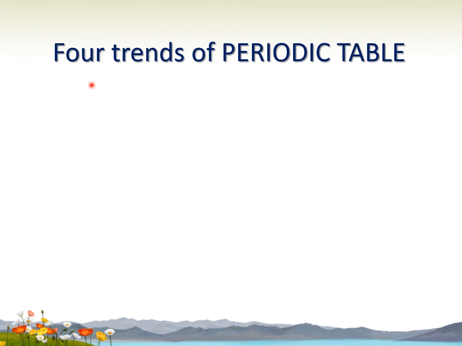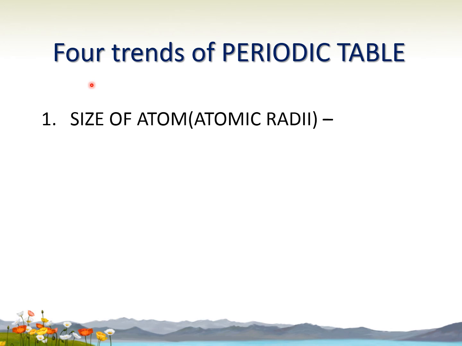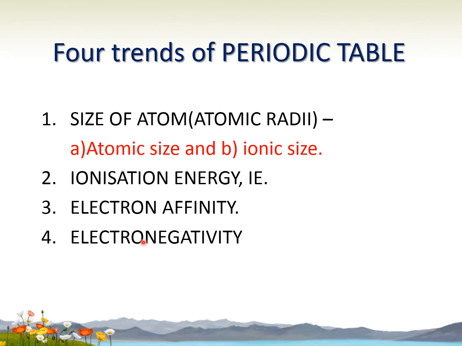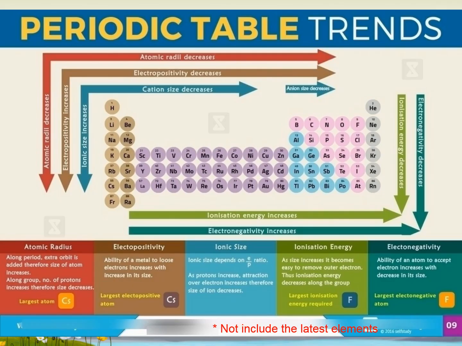There are four trends of the periodic table. Number one, size of atom or atomic radii: A, atomic size and also ionic size. Number two, ionization energy, IE. Number three, electron affinity. And number four, electronegativity. Okay, these are the periodic table trends.